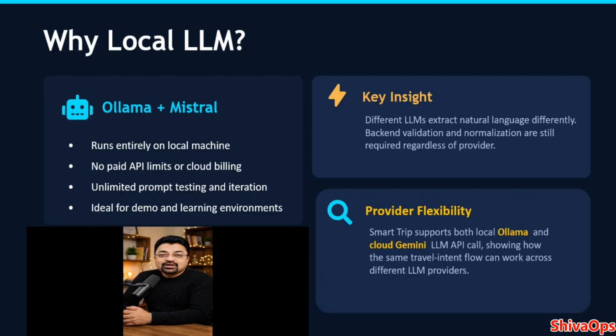Then why local Ollama? I am using local Ollama for repeated LLM API testing. This is helpful because the model runs locally on my machine, so I can test many prompts without worrying about paid LLM API limits, token usage, or cloud billing. For a demo and learning environment, this makes testing much easier than using paid LLM API calls. Now let's start the services and then I will show both ARS and SmartTrip MySQL schemas.